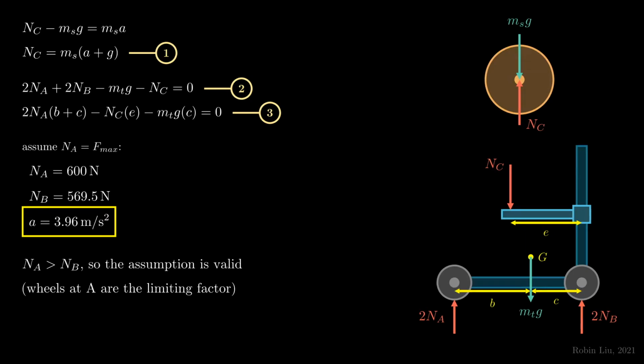If instead we found that the reaction force at B was over the allowable force, we would have to resolve the problem by assuming that NB was equal to F max. I also want to note that the problem gave us a dimension D, which described the height of point G. This dimension was not useful, so watch out for things like that in your practice problems and tests.